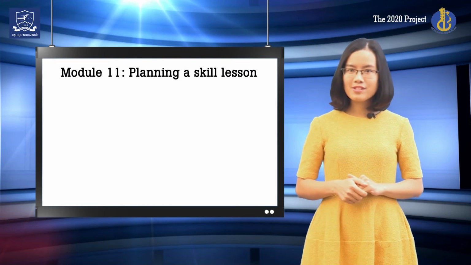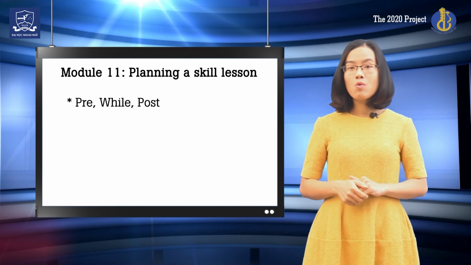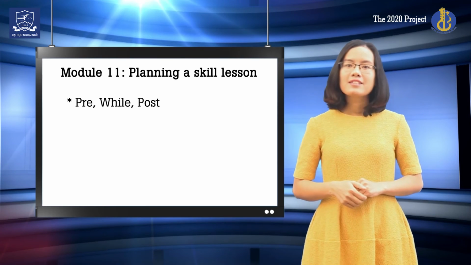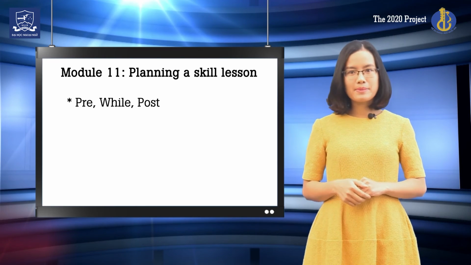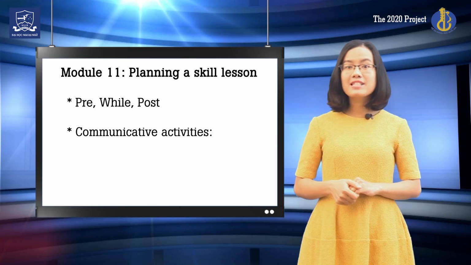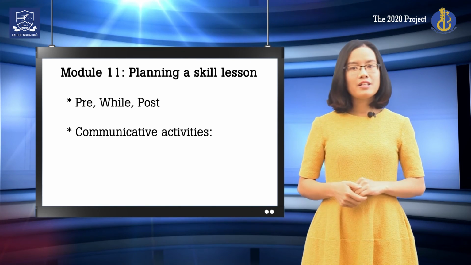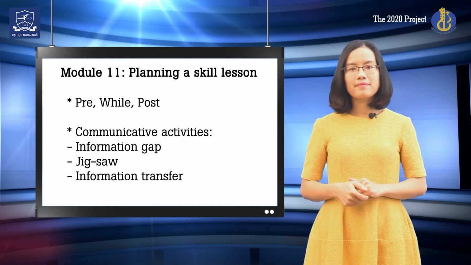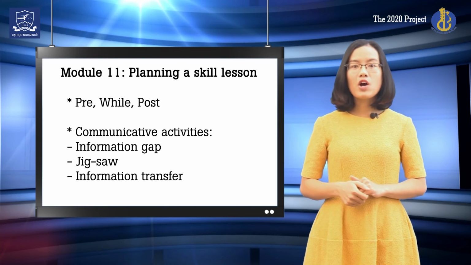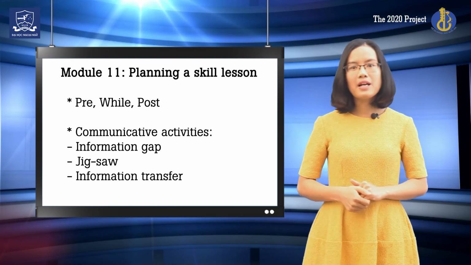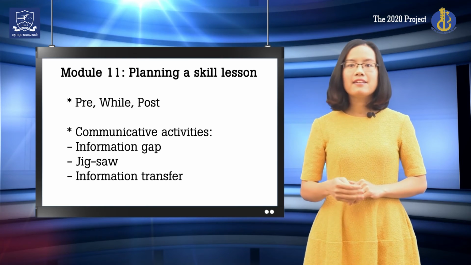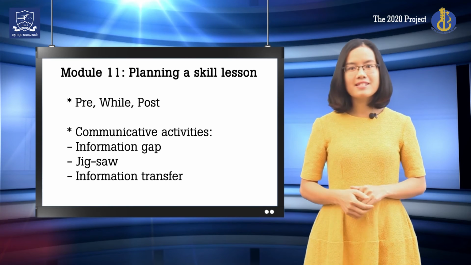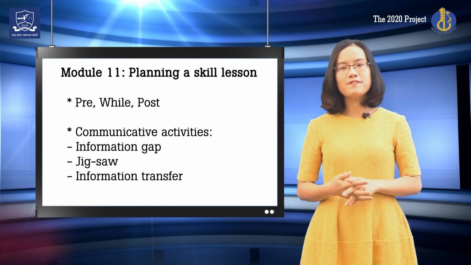Module 11 reinforces the lesson sequence of pre, while, post for teaching a skill lesson. Moreover, this module presents three main types of communicative activities for skill development. They are information gap, jigsaw, and information transfer. This module has analyzed in detail how to plan a reading-speaking lesson and a listening-writing lesson. These are two ways of integrating skills with a new textbook of secondary level.